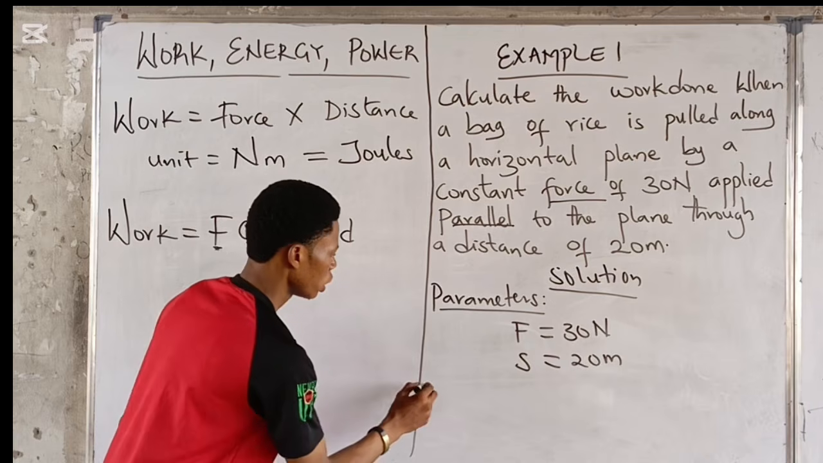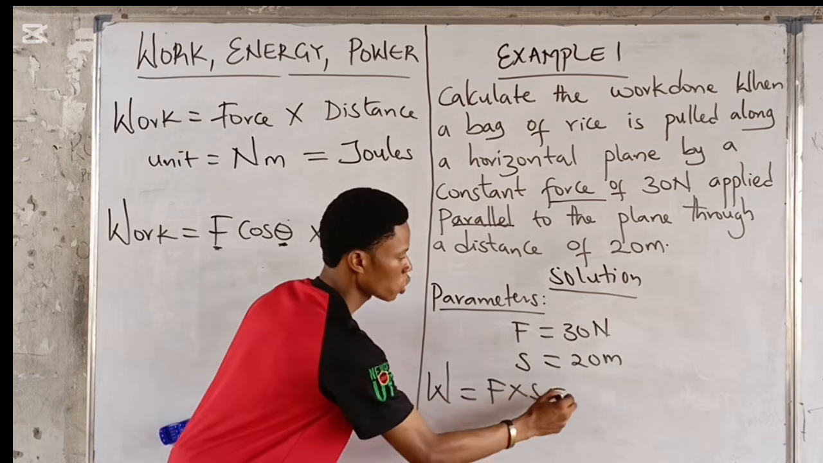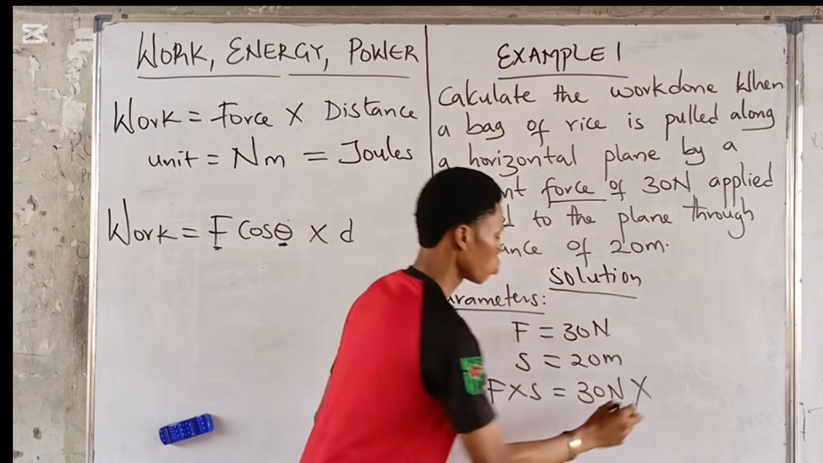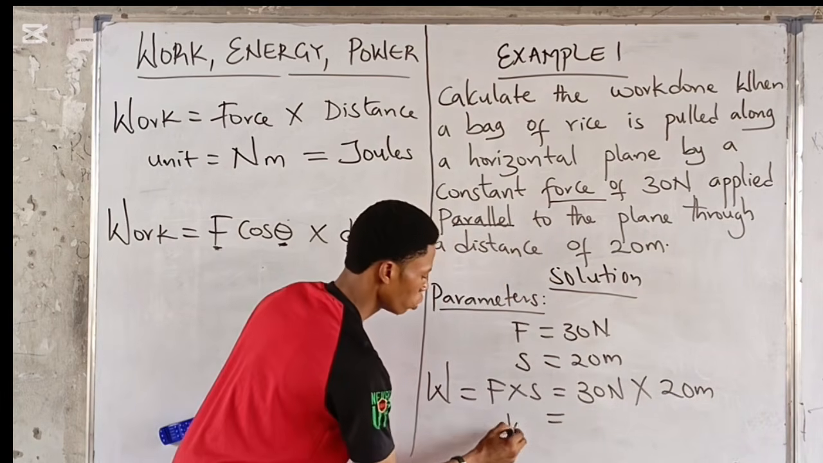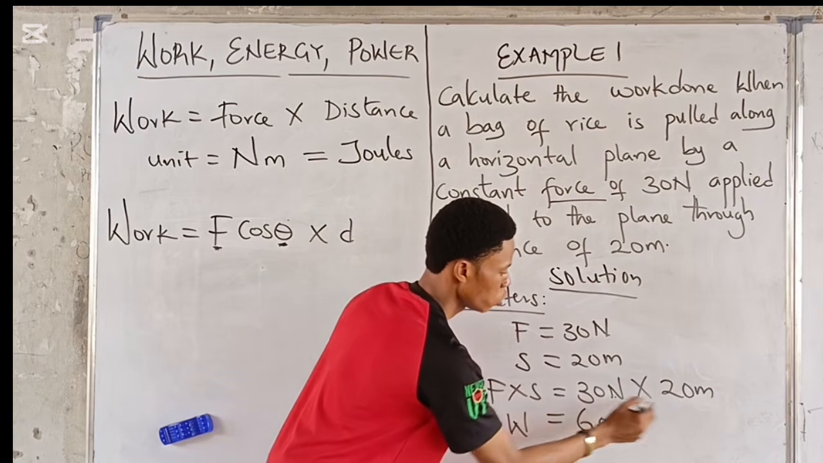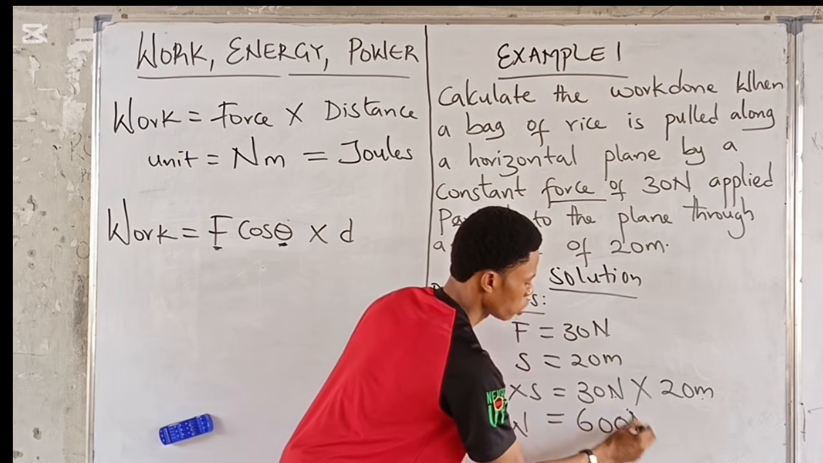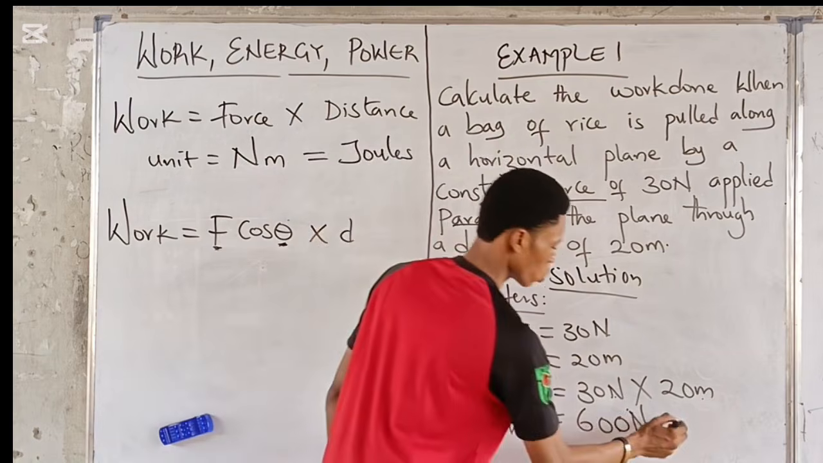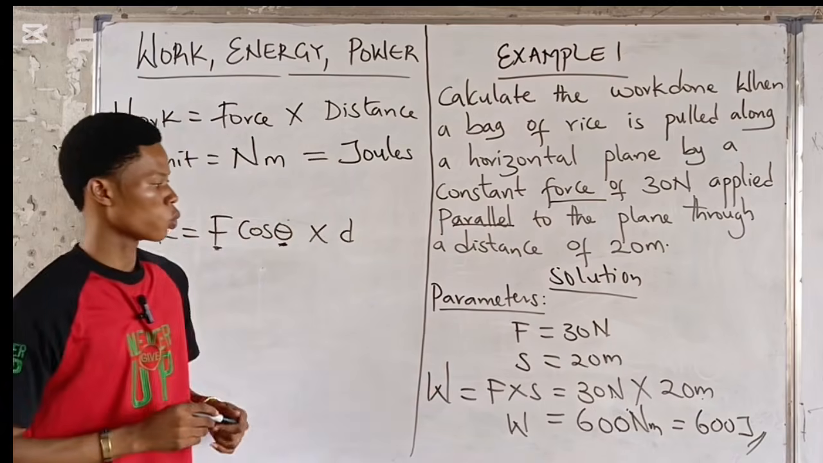So you agree with me that the work done, W, is equal to force times distance, right? Which is equal to, the force is what? 30 newtons times the distance moved, which is what? 20 meters. So therefore, the work done is equal to 30 times 20, which gives us what? 600 Newton meters. And just like I said before, Newton meter is the same thing as joules. So you can also say this is 600 joules. So this is the answer to this question.